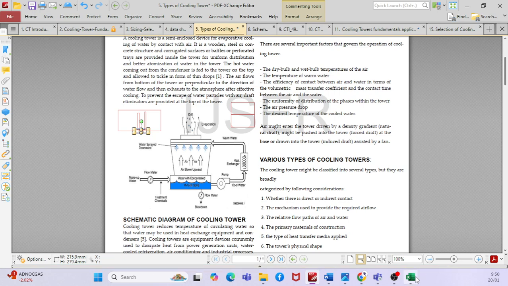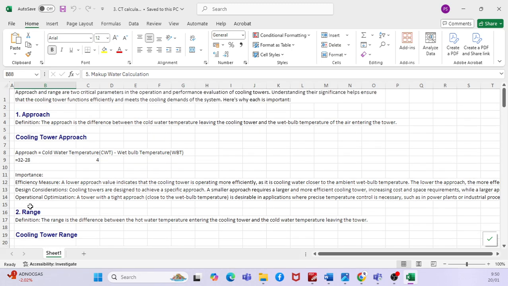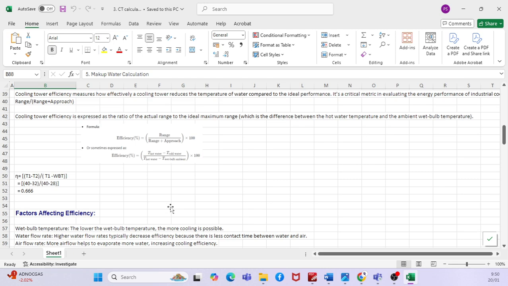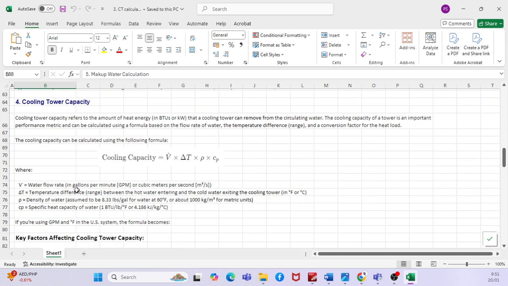If you go to my Excel sheet, here it is given. Basically, you can calculate the approach and the range. You can calculate the cooling tower efficiency, as I said: T1 minus T2 divided by T1 minus WT. Then you can calculate the cooling tower capacity. This is Q equal to mcp delta T, the same equation. You have water flow rate in GPM, the temperature difference between hot water and cold water, and density.